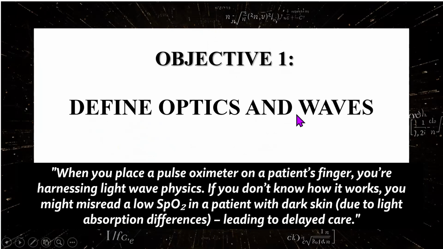Define optics and waves. When you place a pulse oximeter on a patient's finger, you are harnessing light waves. That's physics. If you don't know how it works, you might misread a low SpO2 in a patient with dark skin due to light absorption differences, leading to delayed care. So SpO2 in dark patients may differ if you don't understand the mechanism of light in physics.